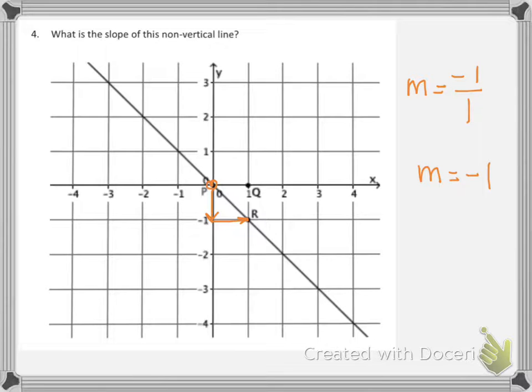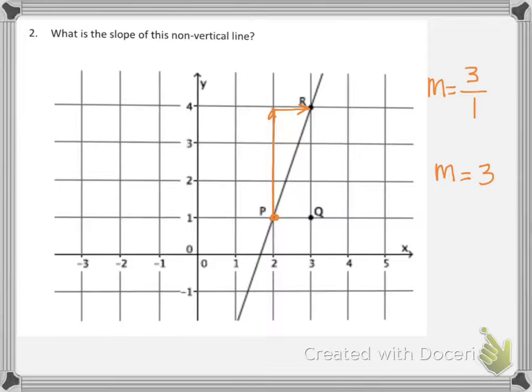Now let's stop for a second and look back at our last line. That was a positive slope, a positive 3. And when we look at that line, it's moving up and to the right. So we're increasing as we go right. And notice that the slope was a positive number.